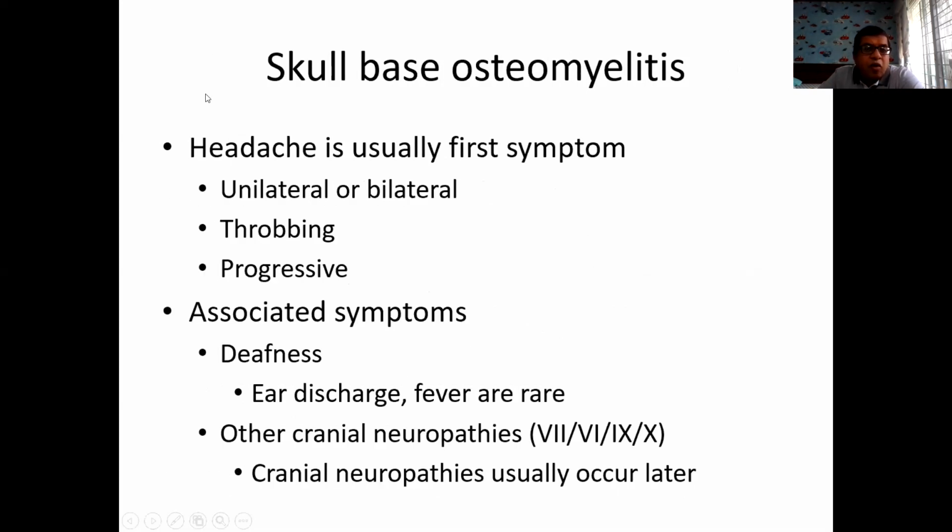Usually it is associated with headache. The headache can be unilateral or bilateral, throbbing, progressive, and there are associated symptoms like deafness. Usually, otitis externa does not produce any discharge. The discharge is usually seen in otitis media. And they may have additional cranial nerve involvement. The commonest cranial nerve is 7. There may be 6, or the lower cranial nerves also can come later in this patient.